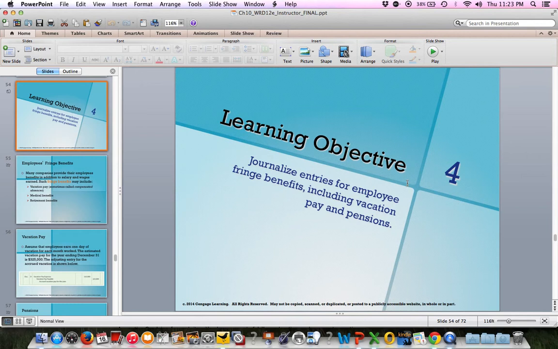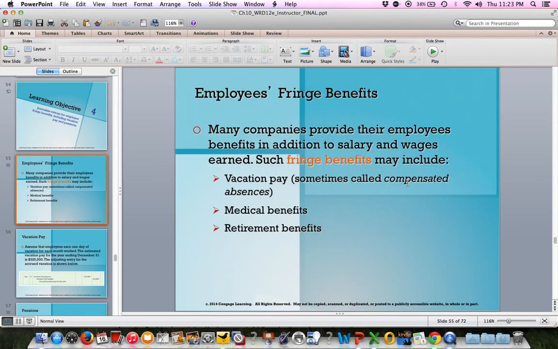Next, let's talk about some other issues involving payroll: fringe benefits, vacations, pensions. So, of course, many employers offer fringe benefits. Earning some vacation pay, typically based on how long you've been with the company, receiving some medical benefits and retirement benefits.